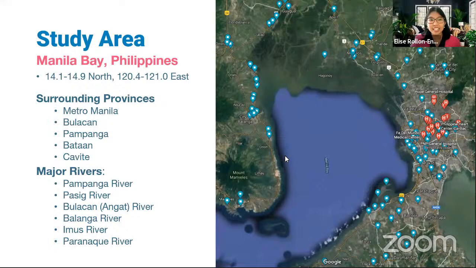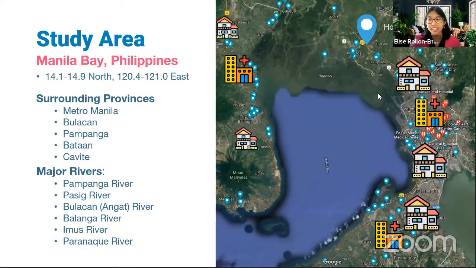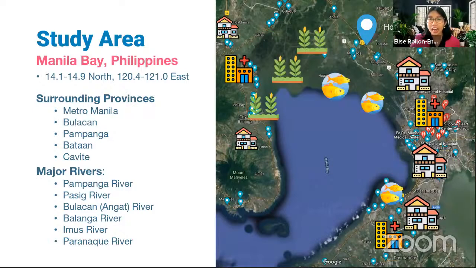Our study area is in Manila Bay. Why Manila Bay? It is surrounded by our biggest and highly populated provinces. It is surrounded by a lot of hospitals. All the pins here are hospitals and residential houses, and also, on the other hand, agricultural and aquaculture areas.